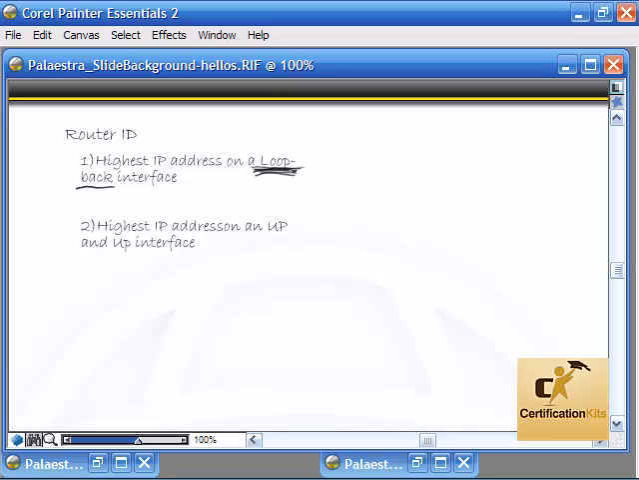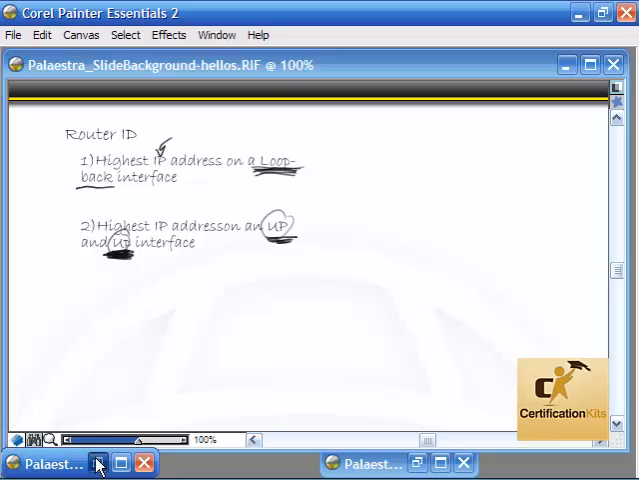So a loopback interface, if it's there, is a management interface, and the highest IP address on a loopback interface would become the router ID. If there is not a loopback interface present, the highest IP address on an up and up interface will become the router ID. So in all neighbor tables, it'll have the same router ID representing that router. And again, the key thing here is up and up. If the interface is not up for layer 1 and layer 2, it's not functioning, then it will not use that IP address as a router ID.